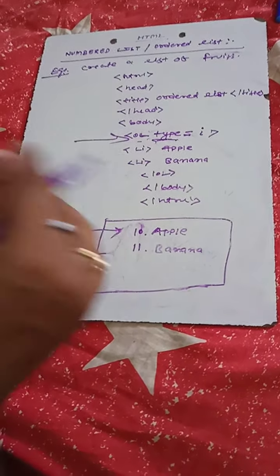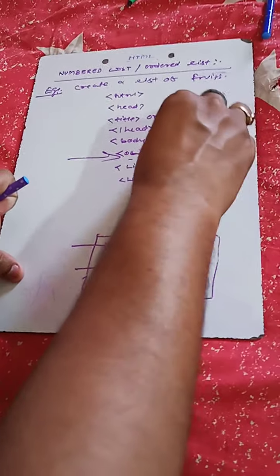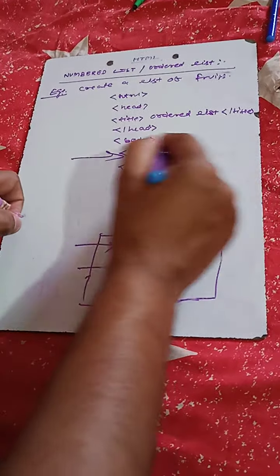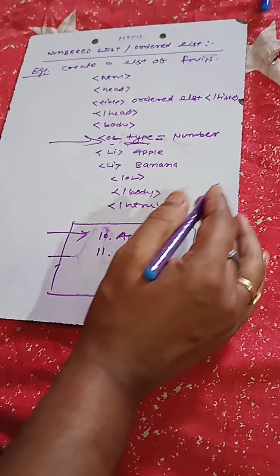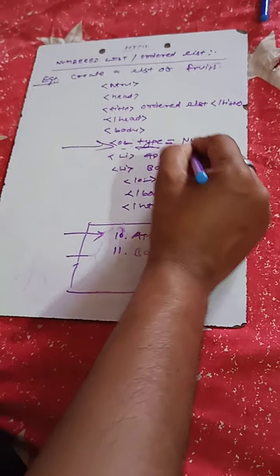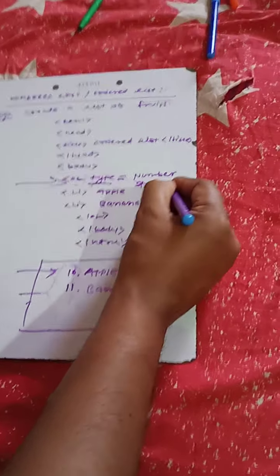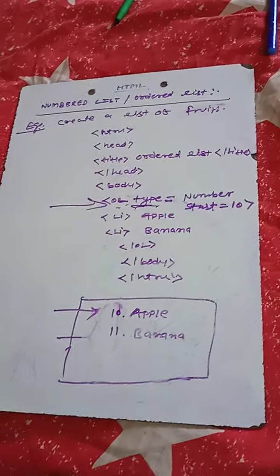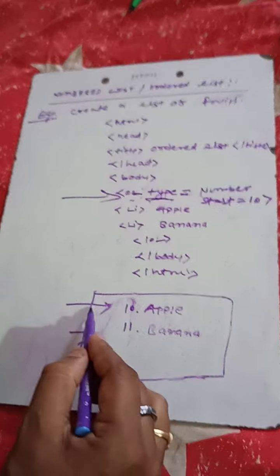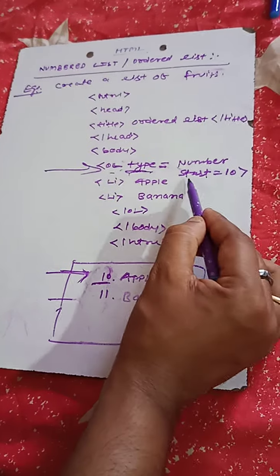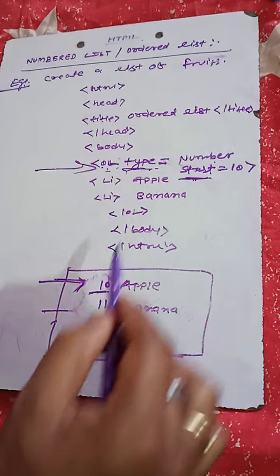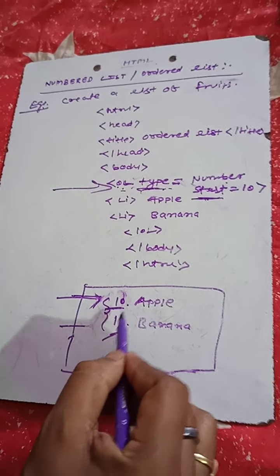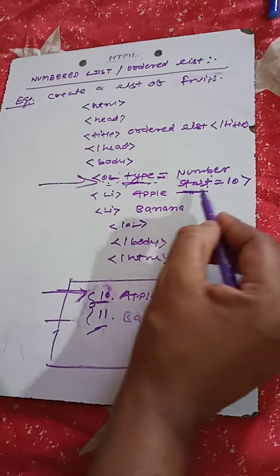Simple. OL type equals to, because 10 is a number, so you will have to write type equals to number, and along with that you need to use one more attribute of the OL tag, that is start. So I will take start equals to 10. I want to create a list starting with 10, so that is why I am using one more attribute of the OL tag, that is start. OL type equals to number, because our list contains numbers, and start equals to 10.